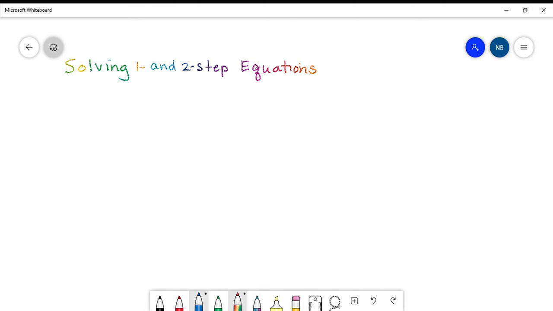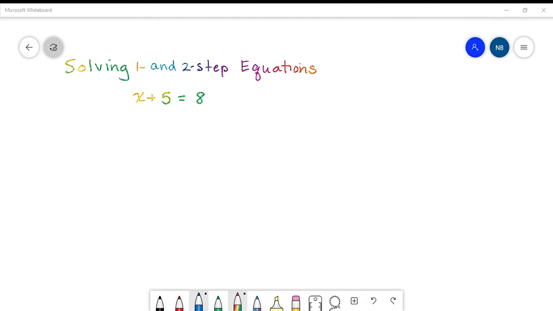In this video, I will teach you how to solve 1- and 2-step linear equations. Now, we learned in the last video about algebraic expressions. Well, an equation is an algebraic expression equal to another algebraic expression. For example, x plus 5 equals 8. Now, the goal of solving an equation is finding the number or numbers that make the equation true when you plug them in for x.